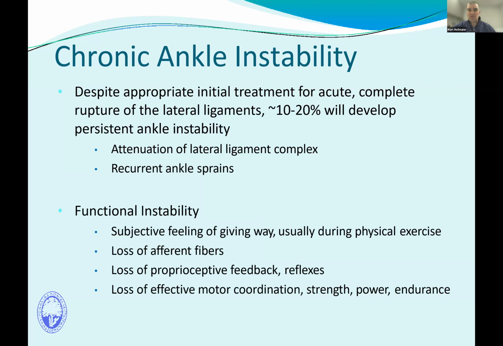There's a secondary phenomenon called functional instability. This is a phenomenon where patients come in complaining of instability symptoms, giving way, laxity, inversion injuries, but the structural integrity of the ligaments actually looks normal on imaging, whether it's an X-ray or an MRI. But they've lost some of that functional capacity. They've lost the afferent fibers, they've lost the sense of proprioception, which is balance and stabilization, and they've lost effective motor control of the ligaments. So while the ligaments may look normal, they're not functioning normally. We define that as functional instability, but it still falls within the realm of chronic ankle instability.